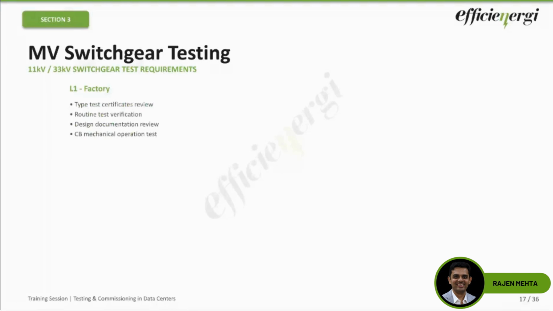One, at the L1 factory test, type test certificates need to be reviewed, whether expensive tests have been done on a sample basis or not. Routine tests are performed to the specific limits of the owner. That is important, right? Sometimes the routine tests have to be adhered to, not just based on standards, but based on owner specified requirements also. Mechanical operations of circuit breakers, are the operating times correct or not?